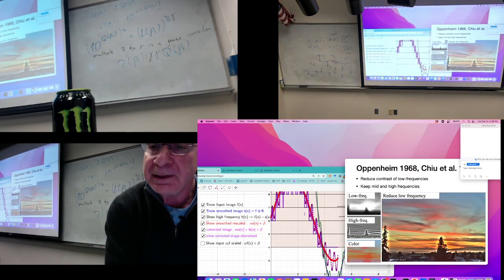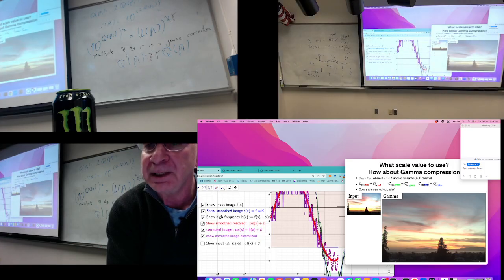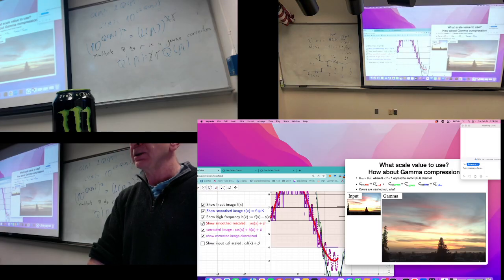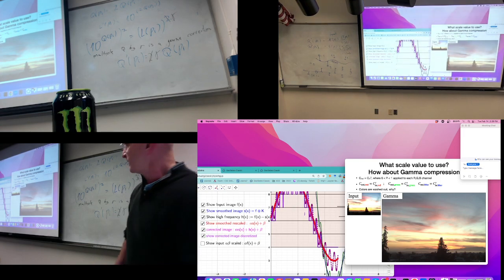OK, and let's explain why this is a bad idea, doing gamma correction, even if you don't want the spatial decomposition. You don't want the spatial decomposition. You only want to get away with gamma correction, which you can do definitely. But why is it a bad idea to do gamma correction for each channel independently?